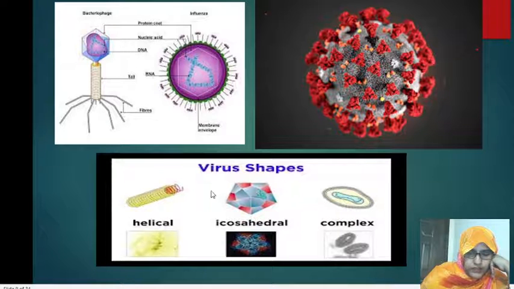These are various morphological symmetries of viruses. Like this one is a spring-like shape. This one is icosahedral shape, just like a diamond, having different corners and different faces in the form of triangles. You can see here, the word icosa stands for 20, meaning 20 triangles are present in the icosahedral morphological shape. Then there is a complex structure of the virus.